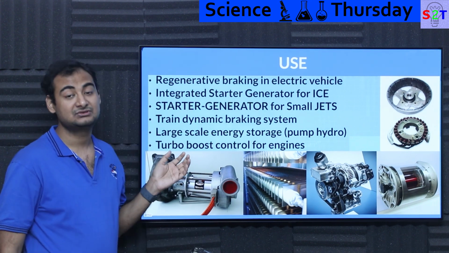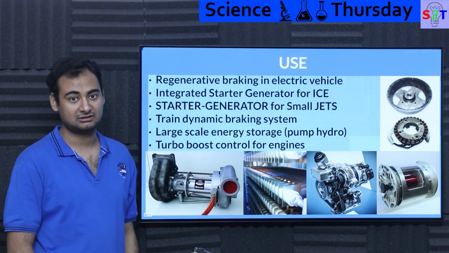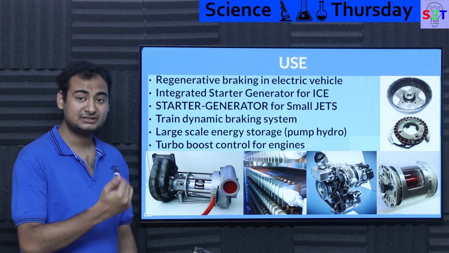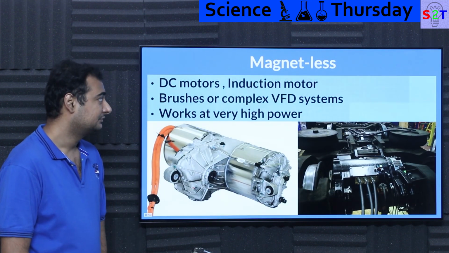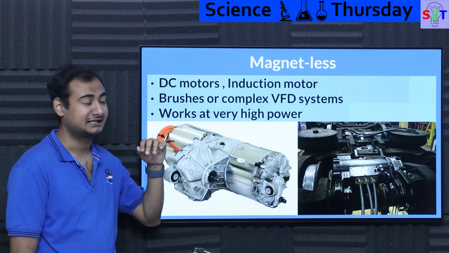So that's the primary use I have seen, where it's really helpful, as in it helps people save millions of dollars per trip. So that's the use of this. There are two major options. One is magnetless, another is magnet-based.